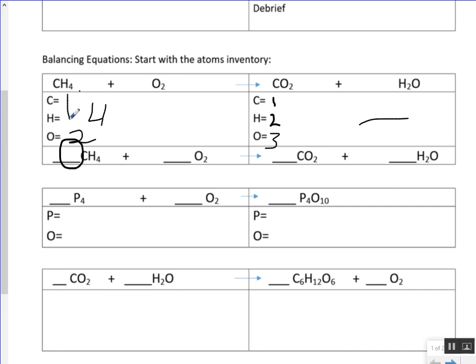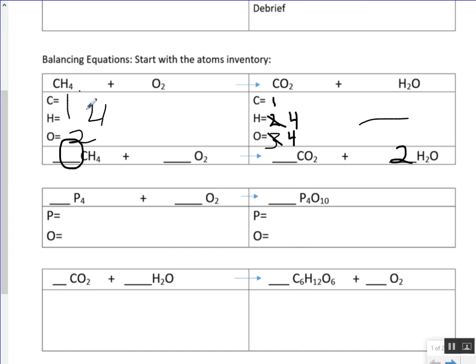So when I'm looking, let's just start. C's are good so far, so let's leave those alone. I've got four H's on the left, but only two on the right. So if I put a 2 right here in front of H2O, I'm doubling everything. Watch how this works. 2 times H2, I no longer just have 2, I doubled that. 2 times 2 is 4, right? And you're doing this on your paper along with me. But it also changed my number of O's, because 2 times 1 O is 2, plus these 2 O's that I had here would mean that I go to 4 O's.